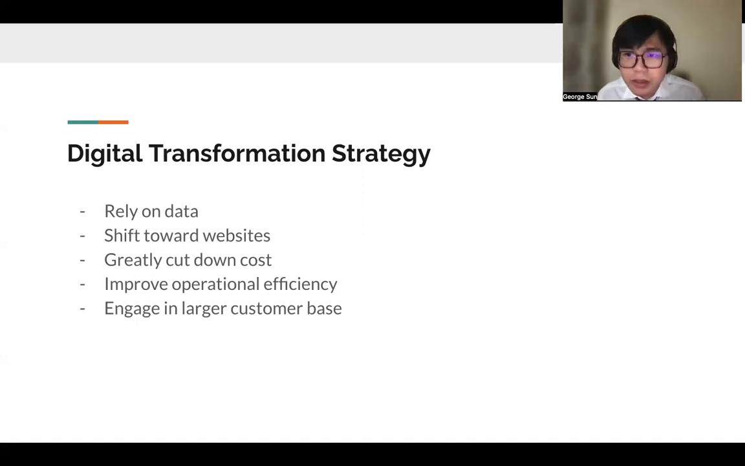Also, almost everybody can access the internet. It helps you engage a larger customer base, which is extremely helpful because that can potentially help you develop brand loyalty as later they find your product extremely high quality.